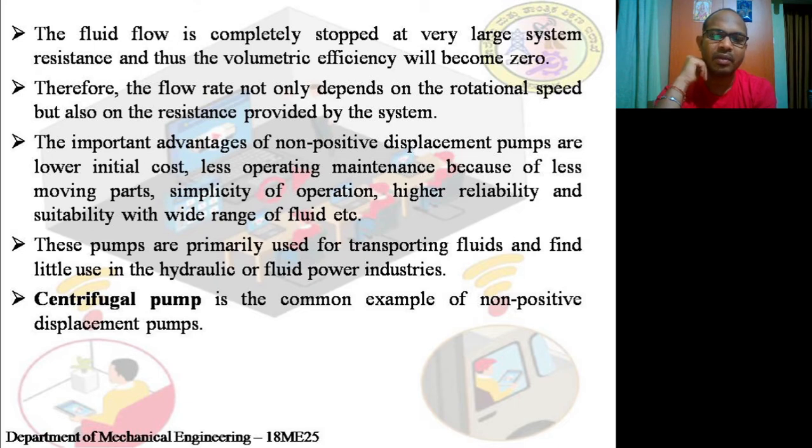Hydraulic systems you might have seen in JCBs, in earth movers, in cranes, or in the automatic opening and closing of doors. So hydraulic applications are very vast. These pumps can also be used with a variety of fluids. Different fluids can be worked with under these conditions.